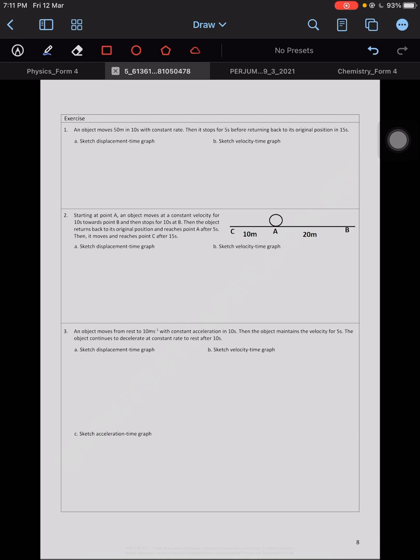So the first question: an object moves 50 meters in 10 seconds with constant rate, meaning this is how many meters in how many seconds. Then it stops for 5 seconds before returning back to its original position in 15 seconds. You are about to sketch the displacement time graph.